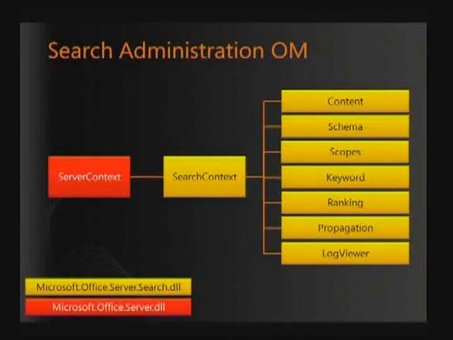So the yellow ones are coming out of the Search.dll, and in order to access these yellow classes, you need to be able to grab the context of your shared service provider. You can get a reference to the context of your shared service provider. If you are running in the context of a SharePoint site, then you can navigate a couple of layers and get the reference to the server context. Or, as I will show you, in a Windows application you can grab the context with one line of code. But that server context is coming out of the Microsoft.Office.Server.dll.